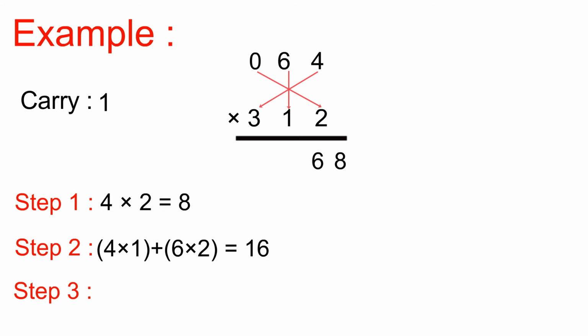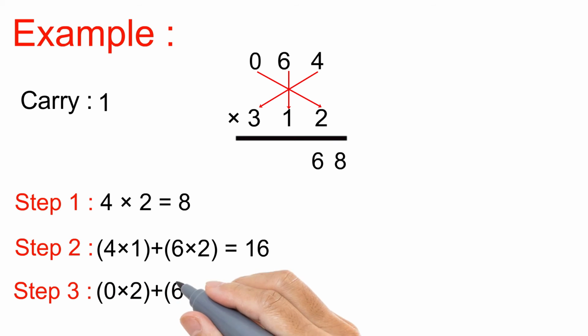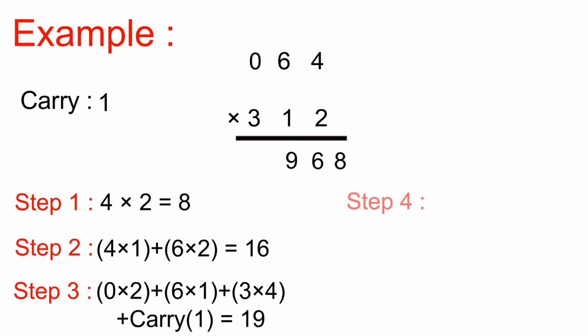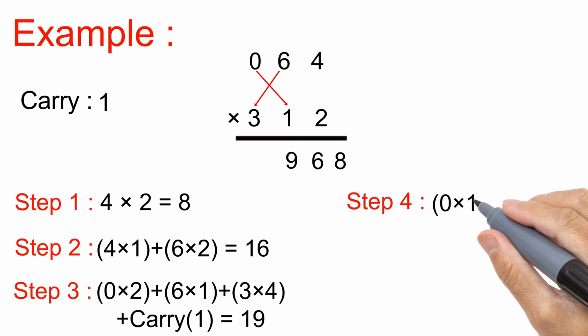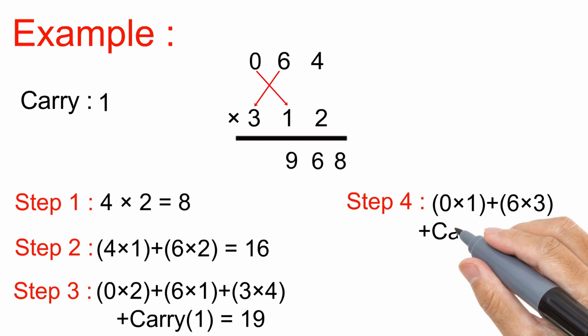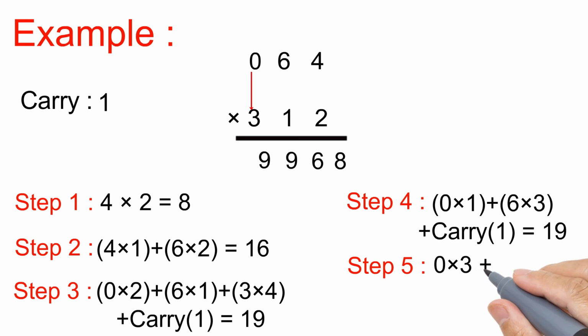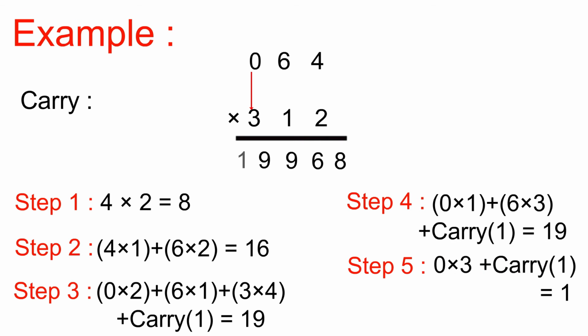Then next step, cross multiplication of 0 into 2 plus 6 into 1 plus 3 into 4 plus carry 1, which gives us 19. Drop 9 and 1 will be carry over. Then multiply 0 into 1 plus 6 into 3 plus carry 1, which gives us 19. Put 9 and carry over 1. Lastly, multiply 0 into 3 plus carry 1, which is 1. So the final answer is 19968.